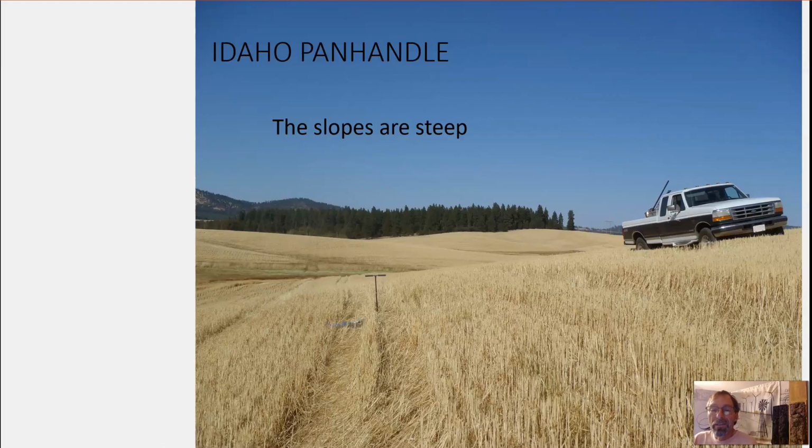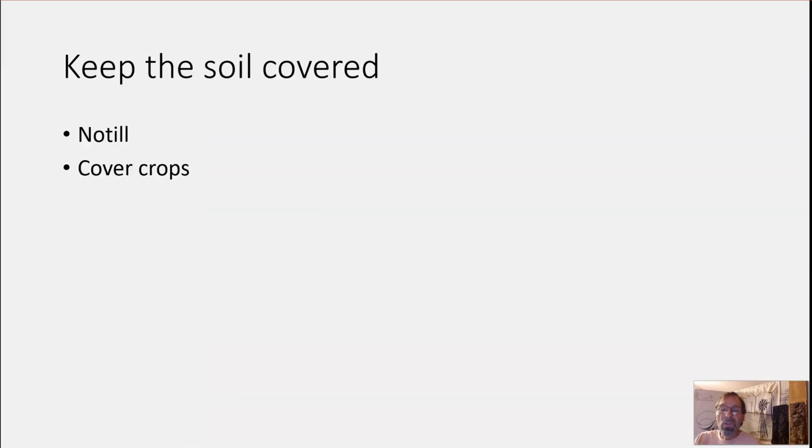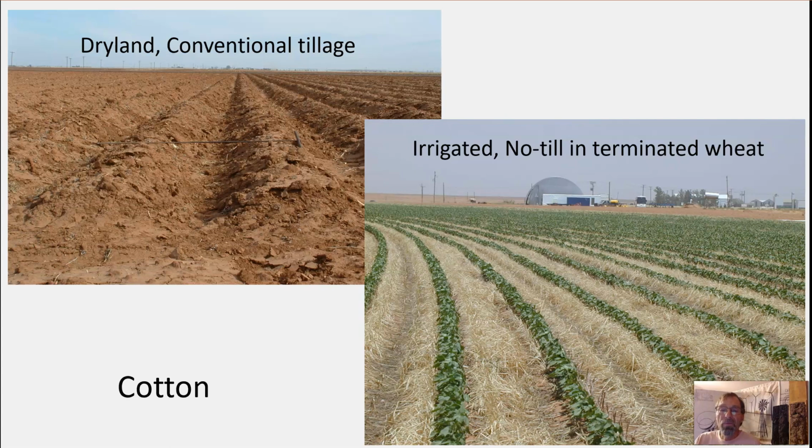On the other hand, you can have no-till. In this case, after the wheat's harvested, they haven't done anything to this land. Now, the other thing you'll notice is these slopes are very steep that they're planting on, up to 15%. So if you keep the soils covered, you've got a couple of options. No-till is one, like we just saw. We'll see other examples, and cover crops.